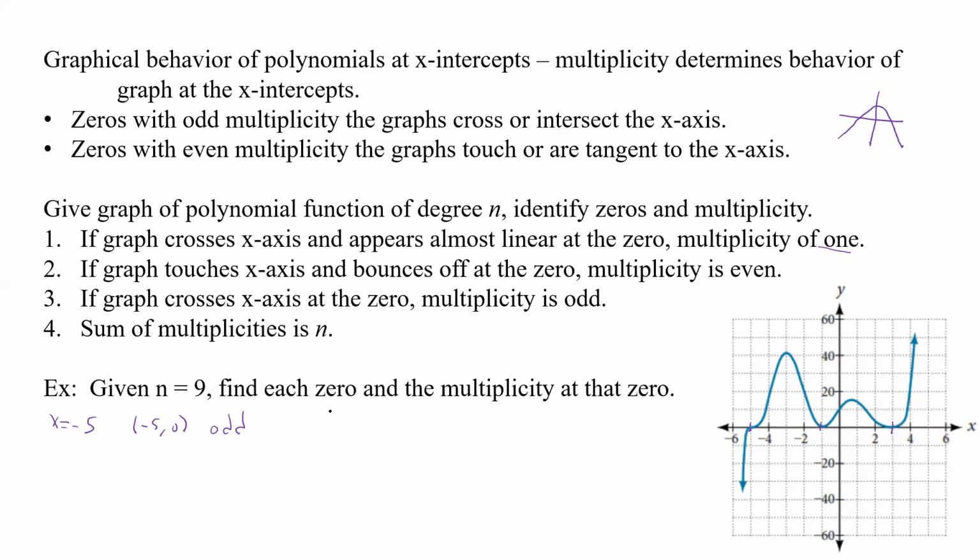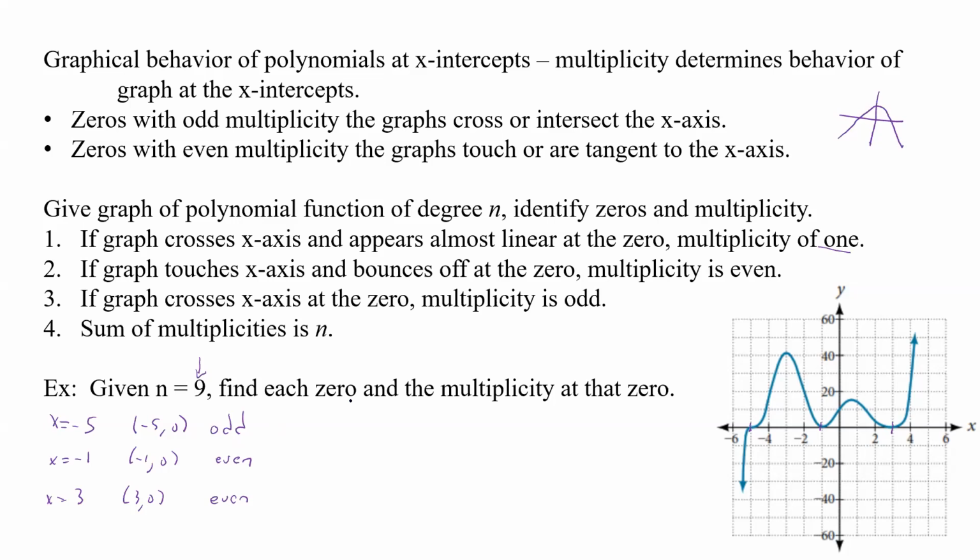Before we go any further, I'm just going to keep it at odd, because we're going to have to add up to a total of 9. So let's find the other 2. This one crosses at x equals -1, so that's (-1, 0). Now it touches and then just bounces right back up. So that's going to be an even function, based on this number 2 part. It goes down and touches and then goes back up, and so that's even. And then this last one is going to be at x equals 3. So we have (3, 0), and we know that's even.